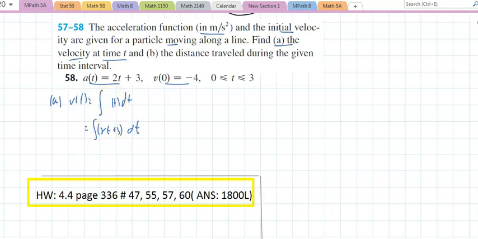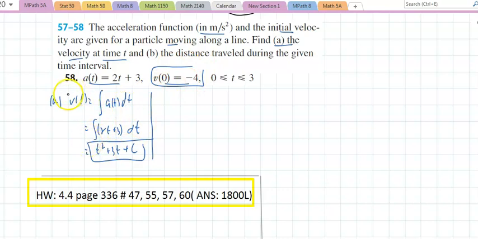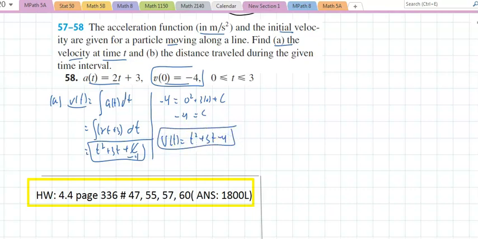That would be t squared plus 3t plus c. You know the drill, since this is an initial value problem. I would say the velocity will be negative 4 when t is 0. And that's how I find c. C turns out to be negative 4. I got the velocity function to be t squared plus 3t minus 4. That's part A. In part B, it states, find the distance.